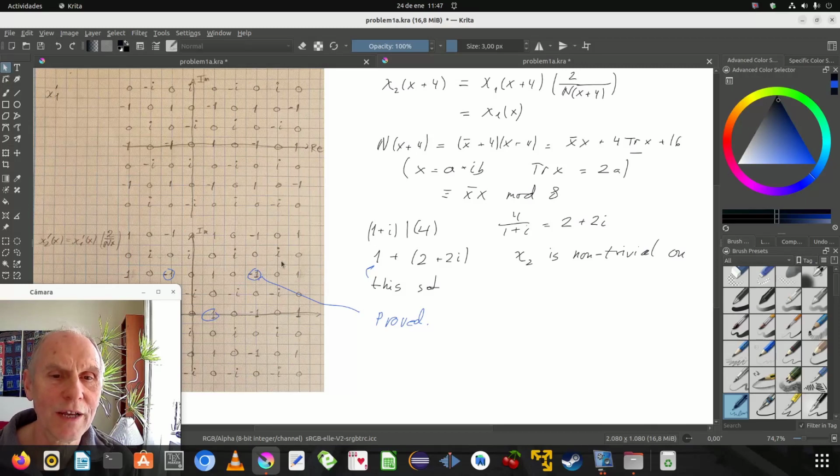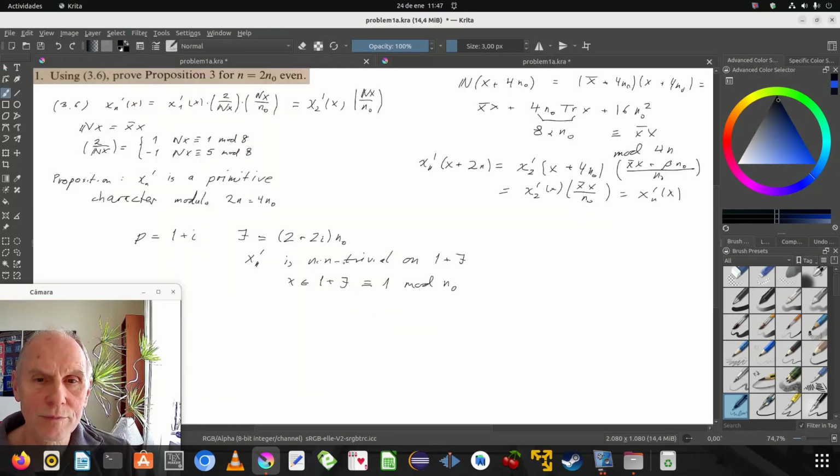So we have to find an odd addition to 1 plus 2i. If it's only even, then it's modulo 4. But n is odd. N naught is odd.